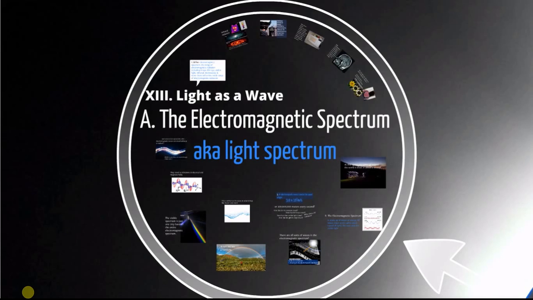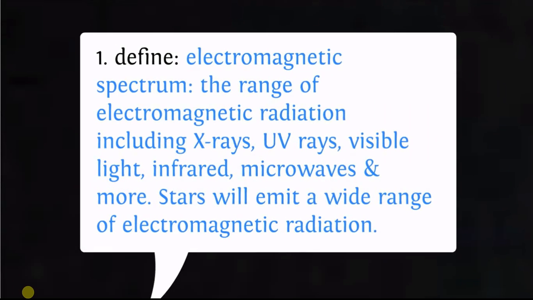So anyway, AKA also known as light spectrum. Now we define the electromagnetic spectrum as the range of electromagnetic radiation. This includes things like X-rays, UV rays, also known as ultraviolet rays, the visible light spectrum, so all the colors you see, infrared, microwaves, and not like the machines that we use, but the actual radiation that the machines generate to cook your food, and more. Stars, including our star, will actually emit a wide range of electromagnetic radiation.